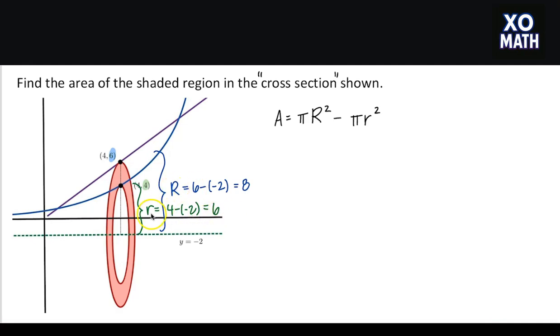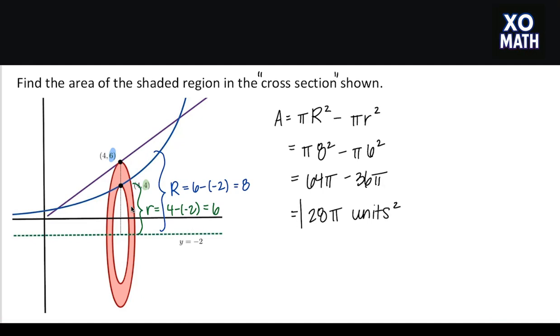So this is my capital R, this is my smaller r. So to go about finding the area of this cross section, we're going to plug in our capital R, which was 8. So pi times 8 squared minus pi times 6 squared. That's 64 pi minus 36 pi, which is a total of 28 pi. And again, we're talking area, so 28 pi units squared.